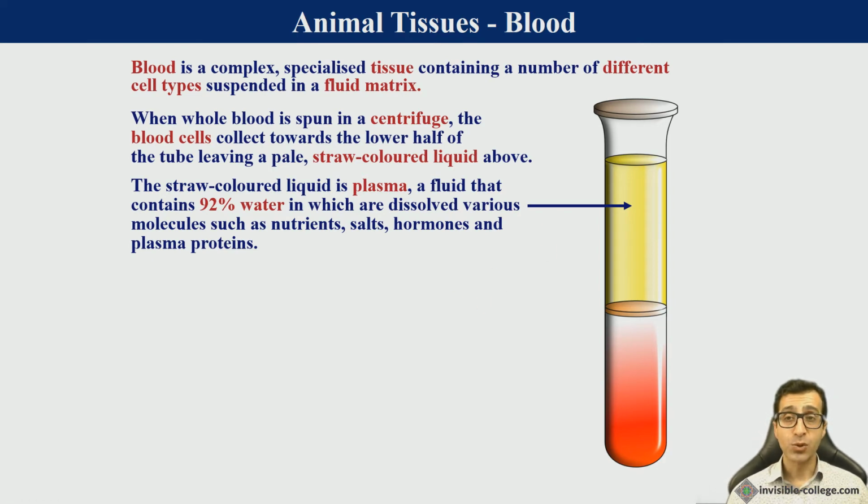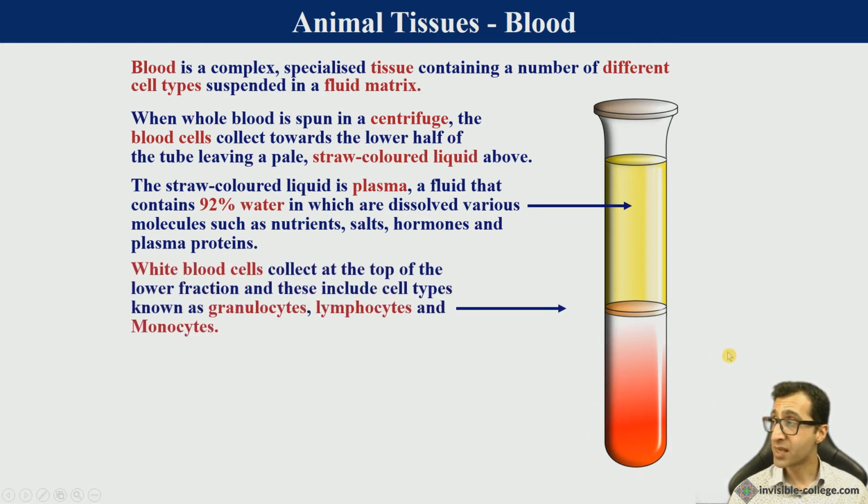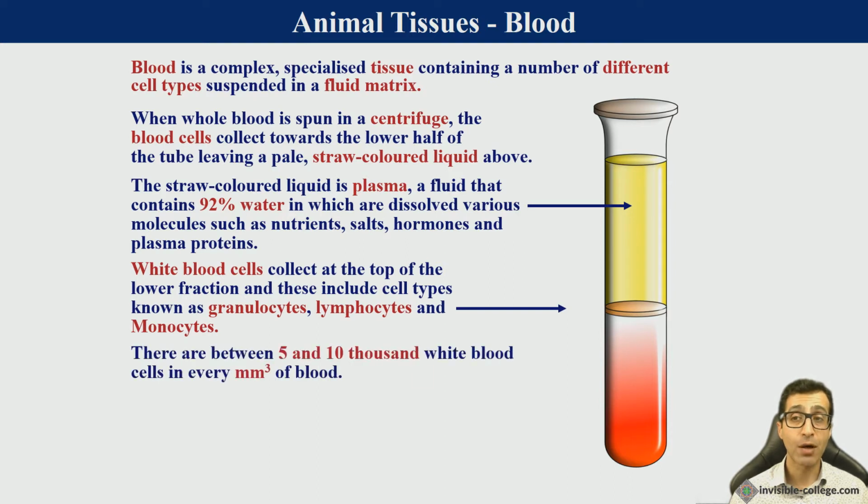Now, when you spin blood in a centrifuge tube, we said that the red blood cells tend to collect near the bottom down here, and cells in general will collect in the lower half, but the white blood cells you'll find collecting at the top of the lower fraction. The white blood cells are of various different types. You have things like granulocytes, but also agranulocytes. You have lymphocytes, you have monocytes, and you have various other types of white blood cells. There are between 5 and 10,000 white blood cells in every cubic millimeter of normal healthy blood.